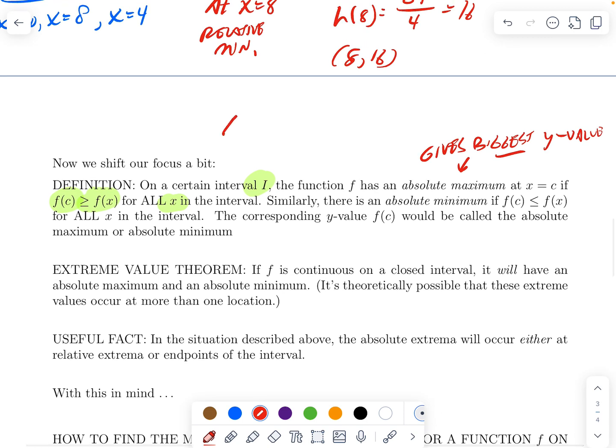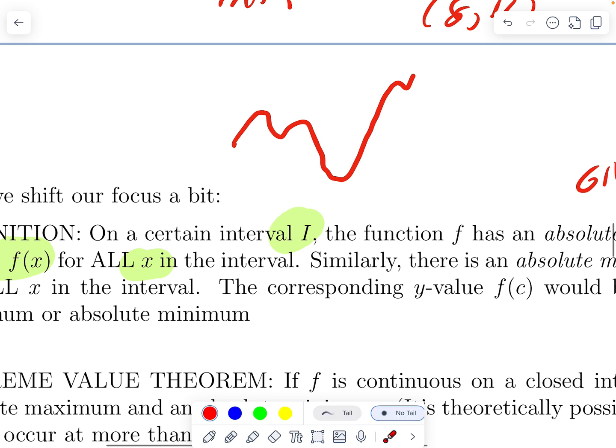So if I have a graph like so, we'll notice local max, local max, local max, local min, local min, local min. But in terms of absolutes, this is the location of our absolute minimum. Of everything on that interval, it is the lowest point, and this is our absolute maximum.